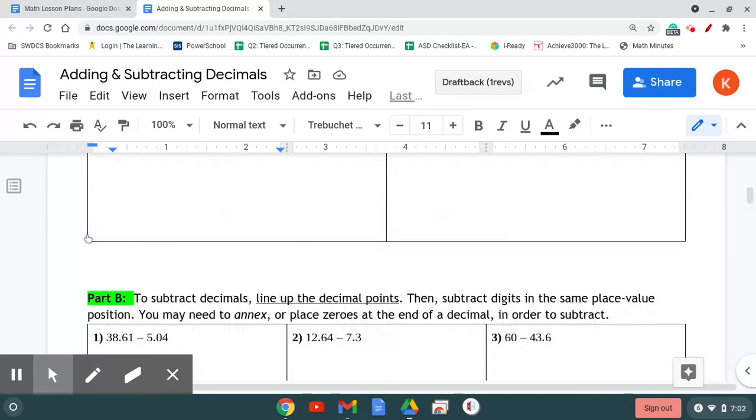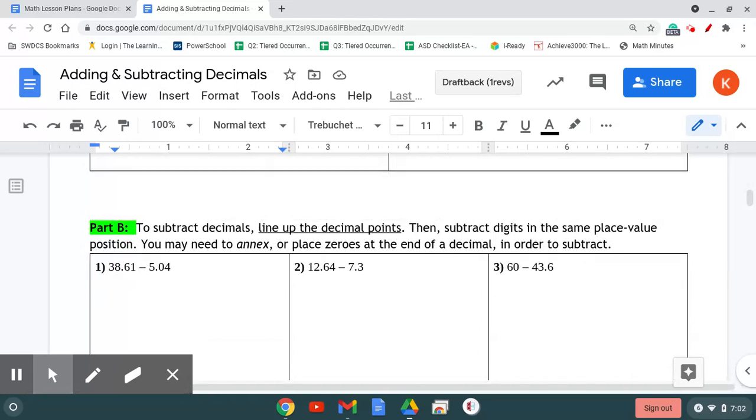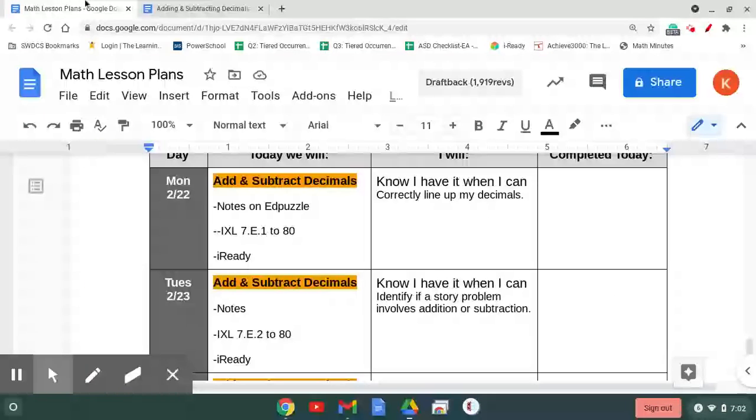That is all we're going to do today. Tomorrow we'll work on subtraction. When you finish these notes, then you need to do IXL 7.E1 to 80 using no calculator. If you have questions, please ask. See you later.